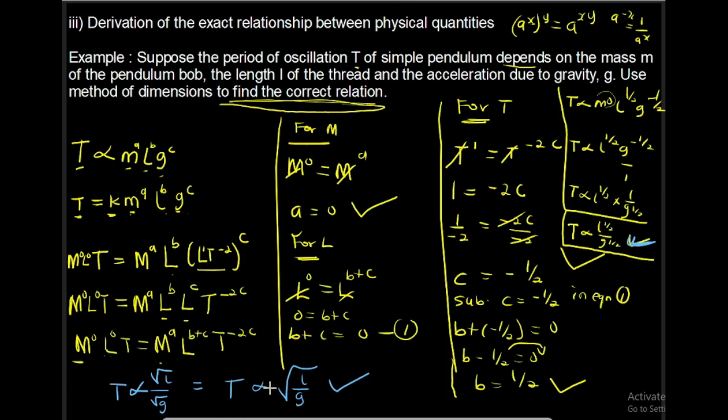You can see that M is out of the equation because M is not important here. The mass of the pendulum bulb is irrelevant. So here you can see that the period is directly proportional to the square root of length and inversely proportional to the acceleration due to gravity. So that is the answer to this question.